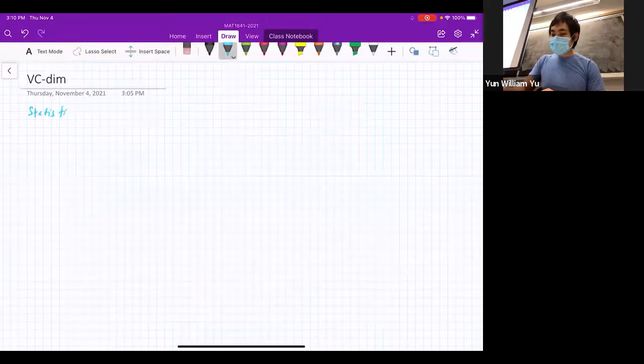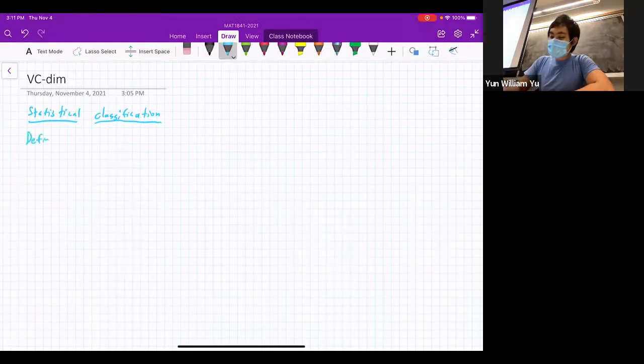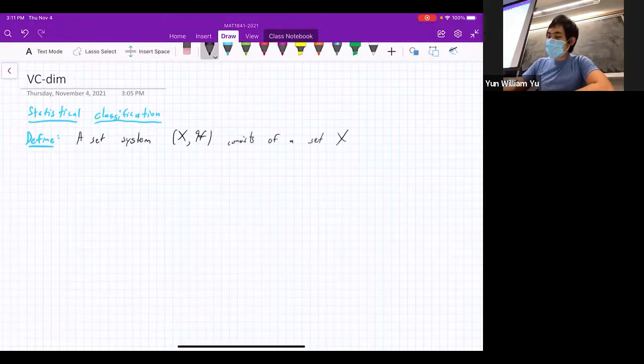So we're going to start by talking about statistical classification and set systems. This is in chapter 5 of your book, I think. It's online. I forget exactly where it is. So we're going to get started with a couple of definitions. We're going to start by defining a set system. A set system, X and H, consists of a set X and a class H of subsets of X.